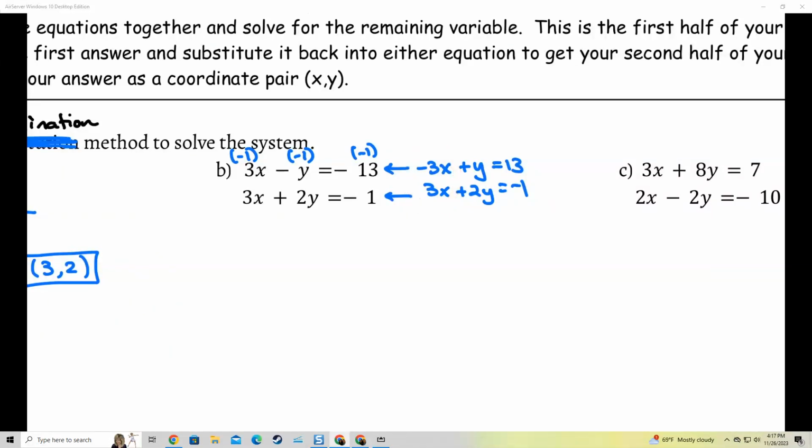Now when I add them up, I get one of my variables to cancel. And that's exactly what I'm looking for. So I'm going to go ahead and add these up. These are going to cancel. I got y plus 2y, which is 3y, is equal to 13 plus negative 1, which is 12.